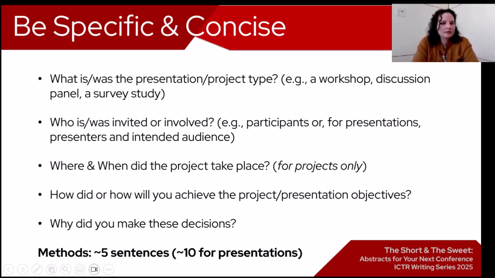So I know it sounds contradictory, but you need to be both specific and concise. Concise with the fluffy words and specific with the things that matter. So details that you may need to include would be, what is the presentation or project type? Is this a workshop, a discussion panel, a survey study, etc.? Who is or was invited or involved? This could be your participants or study team, or for presentations, who are your presenters, and why would your intended audience want to hear from them specifically on this topic?